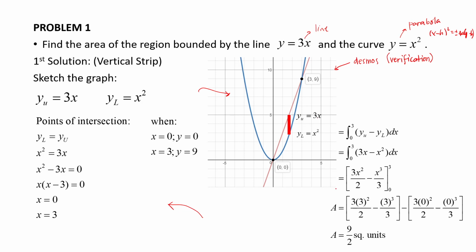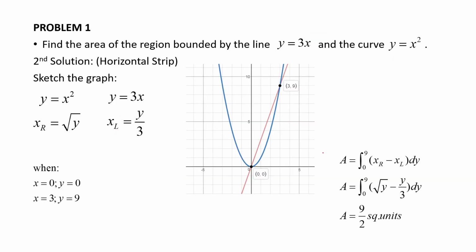So this would be the answer, 9/2 or 4.5. So again, you don't really have to compute this one manually, but you can just use your calculator. So of course, if you try to integrate manually, you can see the difference between the strips earlier, right? So this one can easily be integrated. But for the horizontal strip, notice that if you try to integrate this one manually, probably it will give you a hard time because you are dealing with a radical expression.